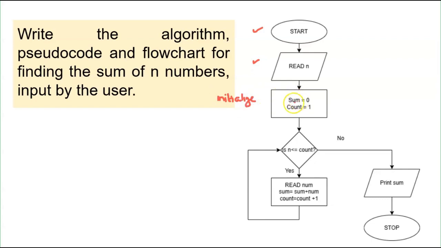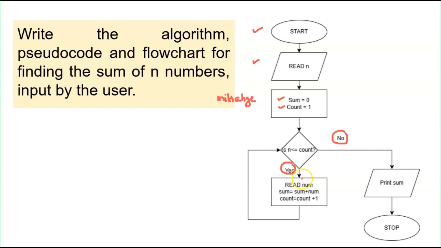So it's a rectangular box. I've given two values, sum equal to 0, count equal to 1. And I'm checking whether n is less than or equal to count. So this is a decision box, and a decision box always has two outputs, one is yes and the other is no. You should definitely write these two inputs.